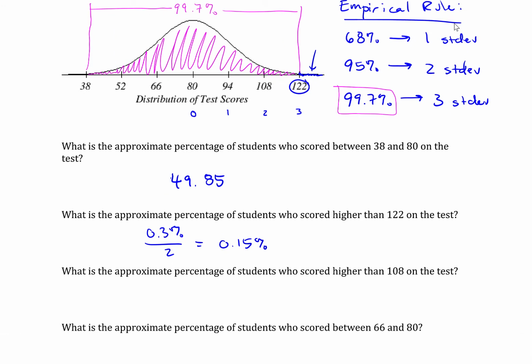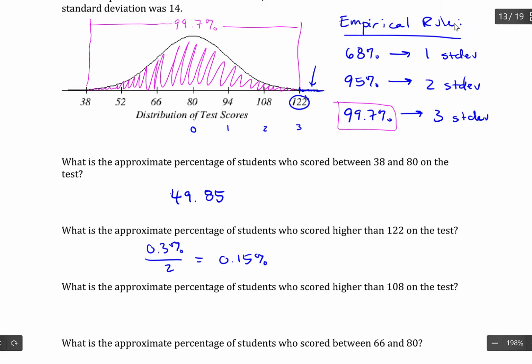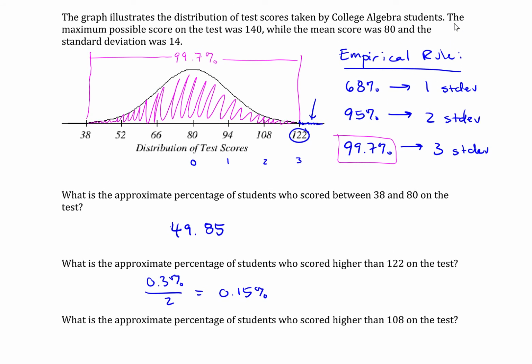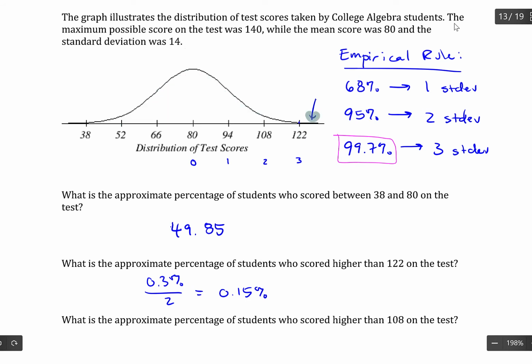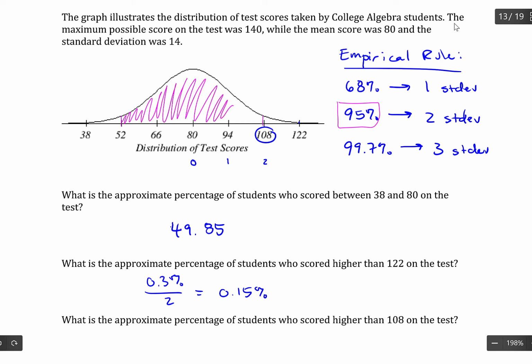What is the approximate percentage of students who scored higher than 108 on the test? Well, using the same sort of argument, we need to first come up with how far away 108 is in terms of standard deviations. So that's 2 standard deviations away. Now, this 95% would give me the area under the curve between 52 and 108. But what I'm interested in is, of course, this tail, this direction.